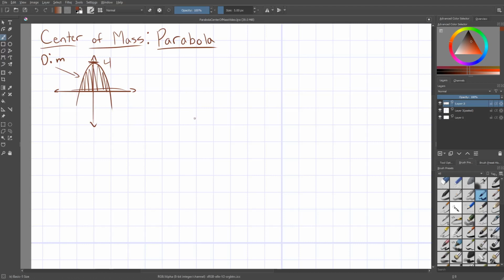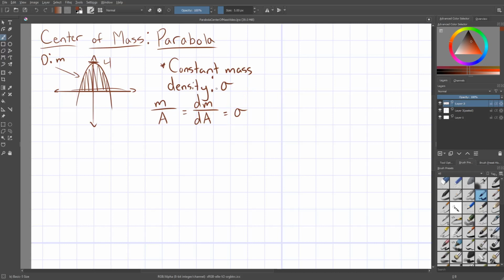Also, one more piece of information, I'm going to say that this object has a constant mass density. We're going to call that sigma, right? And what that means is that if we were to take the entire mass of this and divide it by the entire area, then that would be equal to an infinitesimally small change in mass over a very small change in area. And both of these would equal the mass density, right? Because it's a constant mass density.